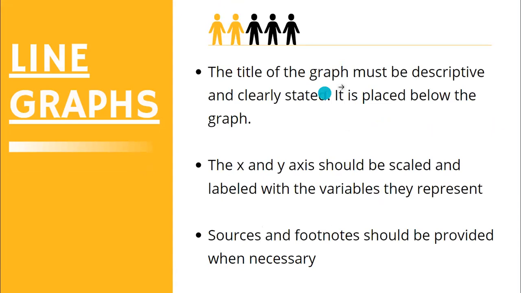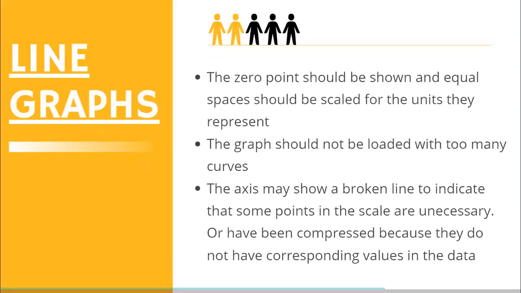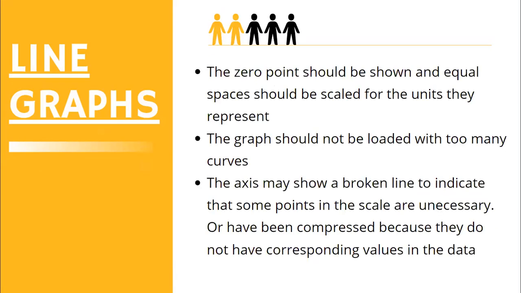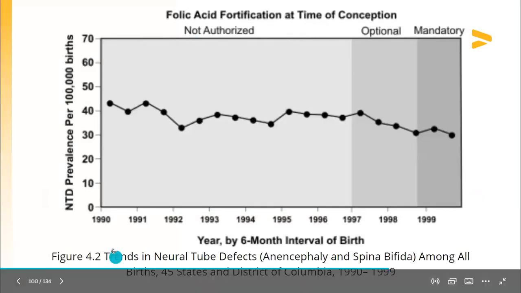Okay, so the title of the graph must be descriptive and clearly stated, and the x and the y axis should be scaled and labeled, and the sources and footnotes should be provided when necessary. Okay, so the 0 point should be equal spaces with the scaled units, and the graph should not be loaded with too many curves. And the axis may be shown with a broken line to indicate that some points in the scale are unnecessary. So example, so we have the label is usually found at the bottom.